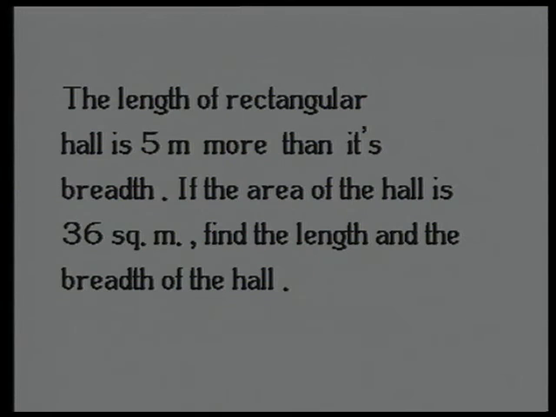Consider the problem. The length of a rectangular hall is 5 meters more than its breadth. If the area of the hall is 36 square meters, then find the length and the breadth of the hall. Suppose we have to solve this problem. Before doing that, first of all we have to see what all conditions we are given in this question and what we have to find.